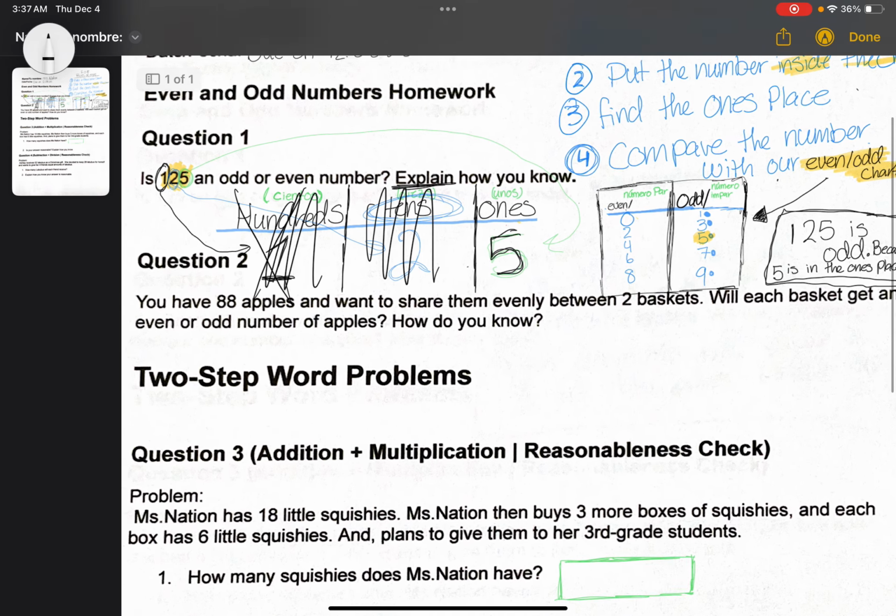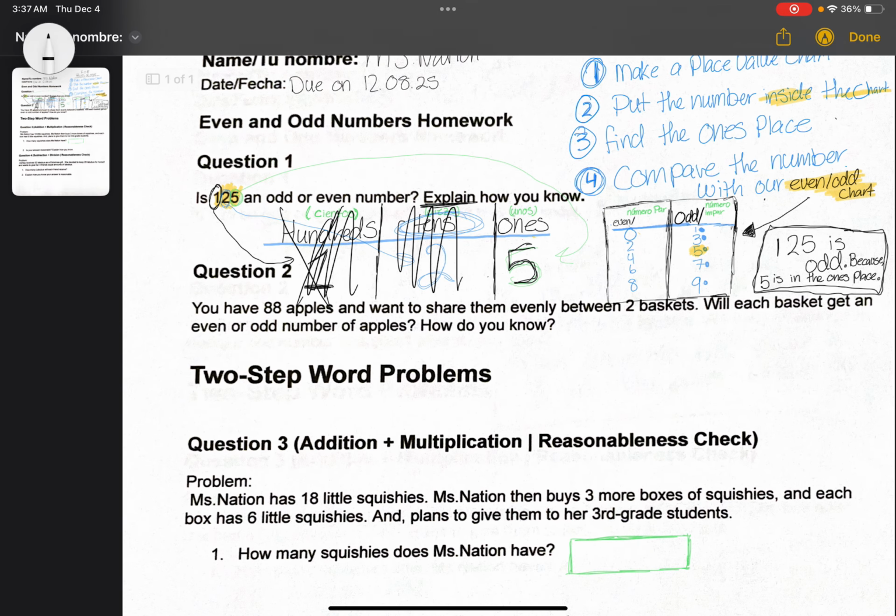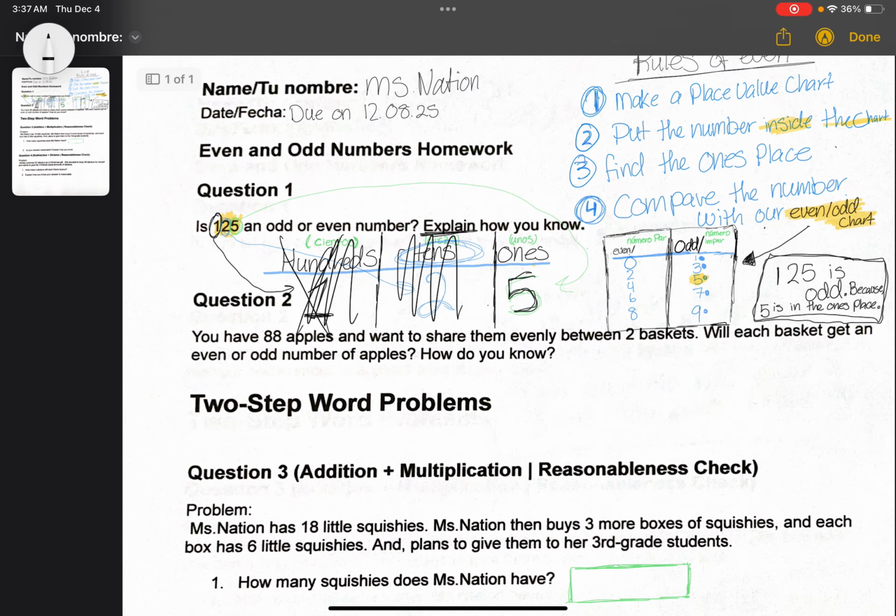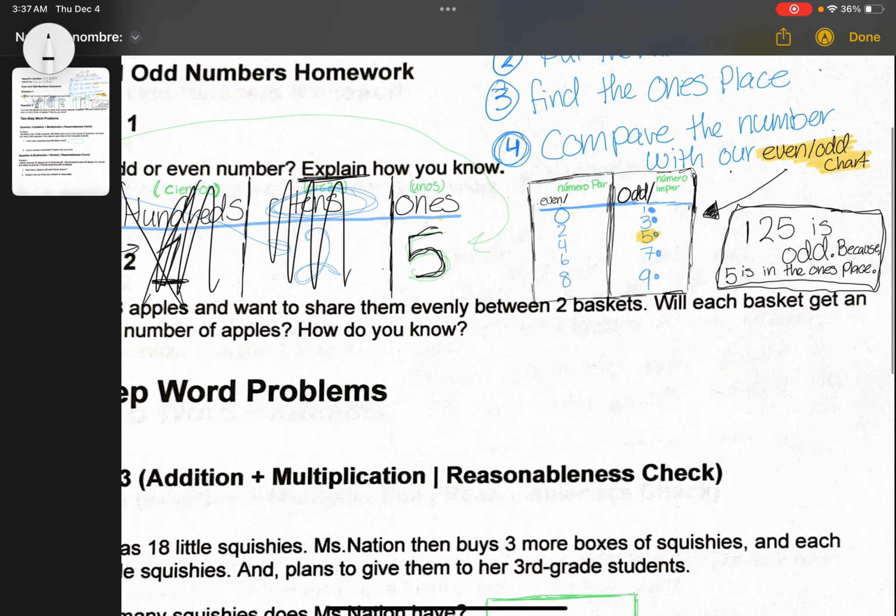Now, we can easily just write 88 apples and divide them into 2 groups, but that's too much. So what we're going to do instead is we're going to do what we did in step 1, which is we're going to make our chart. So I want y'all to make your charts. Ones, tens, and we're going to do hundreds.